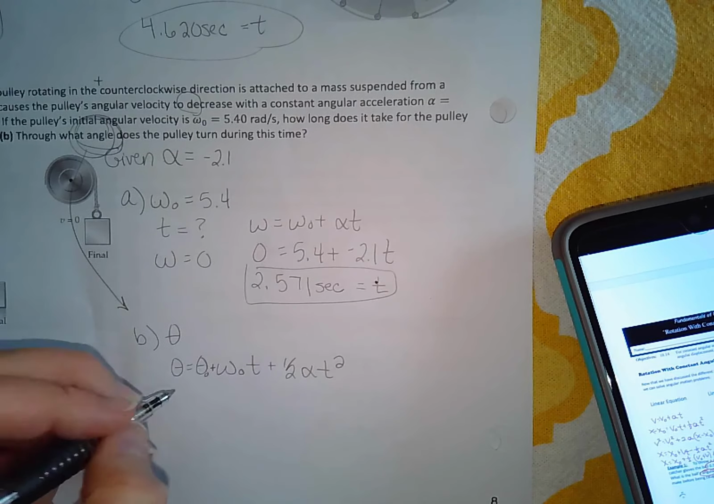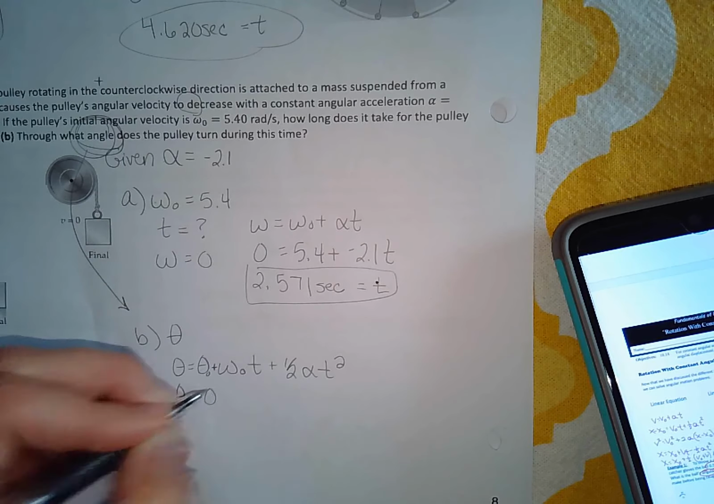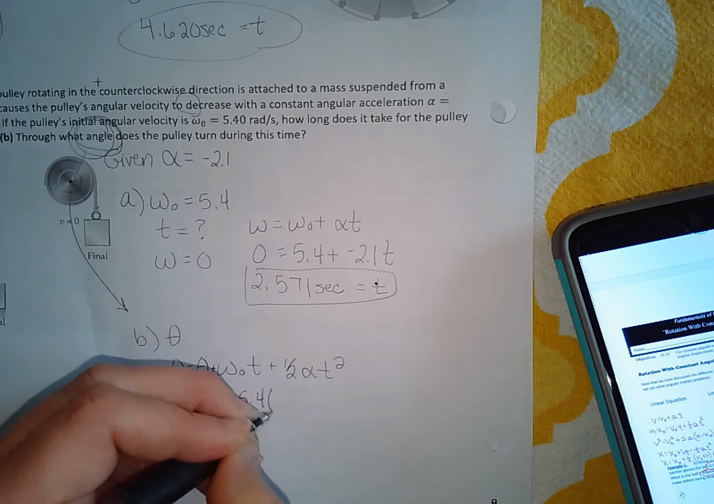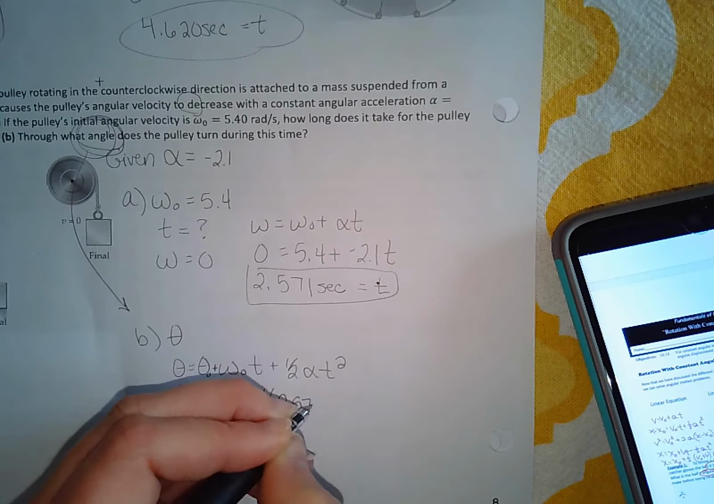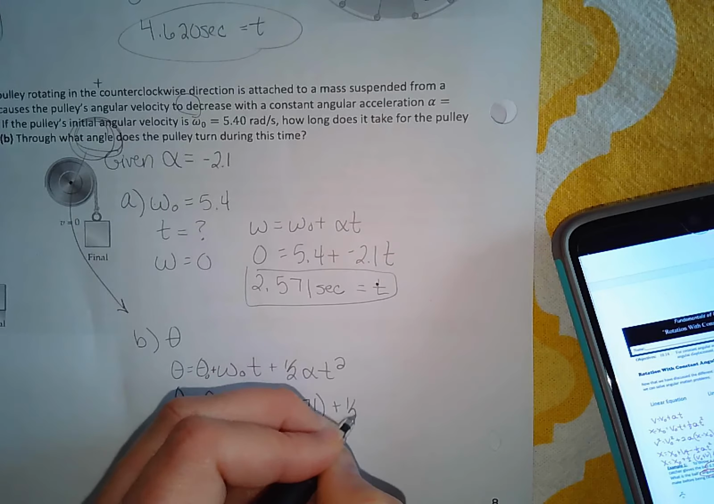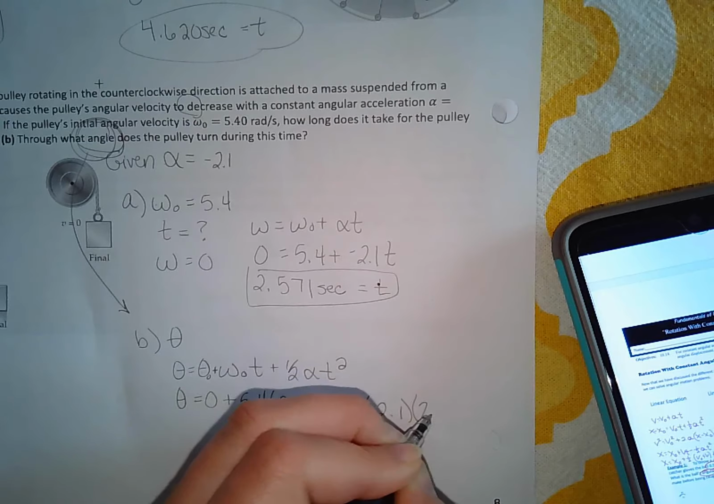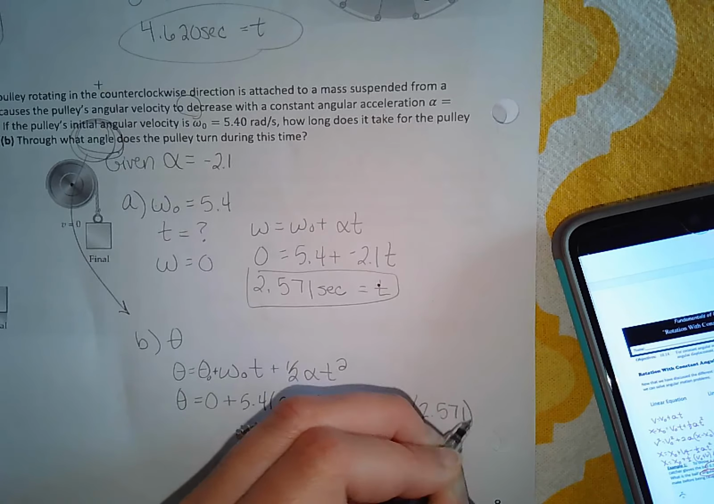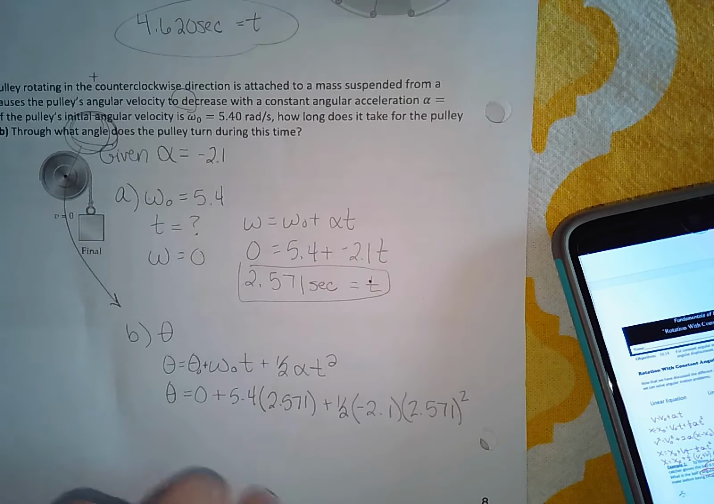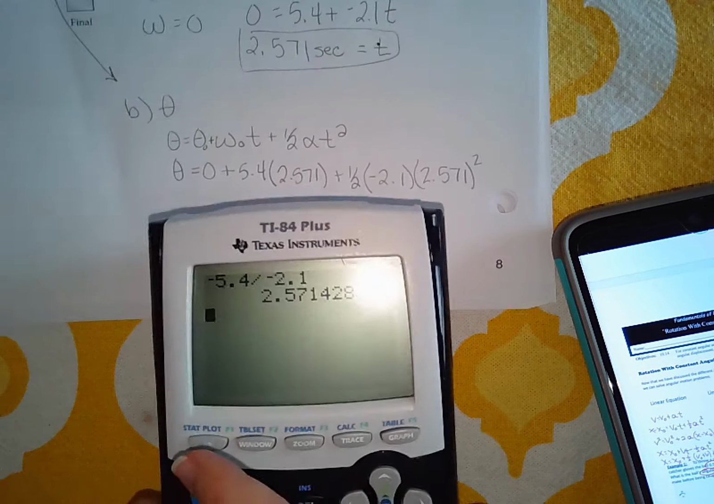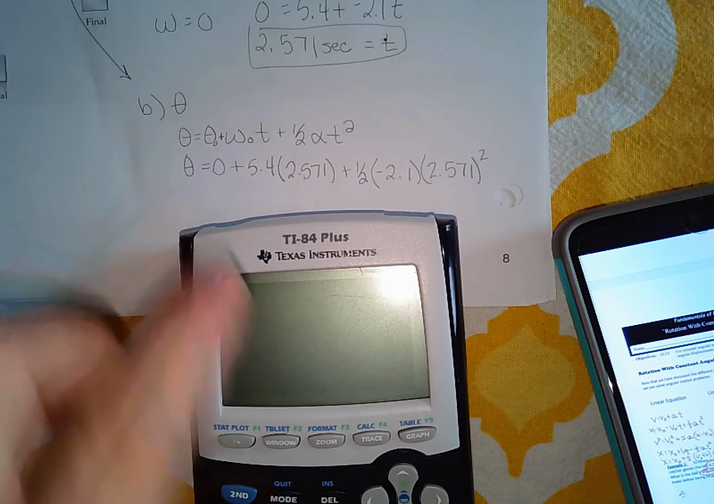All right, so final position is theta. Original position we'll assume to be 0. Original angular velocity of 5.4. Time we just got. 1/2 is always 1/2. Acceleration is negative 2.1. And time is what we just got. I love how you could literally pick any of these equations and they all just come together. Oh, and look, this is a simple put in your calculator. Let's do it.